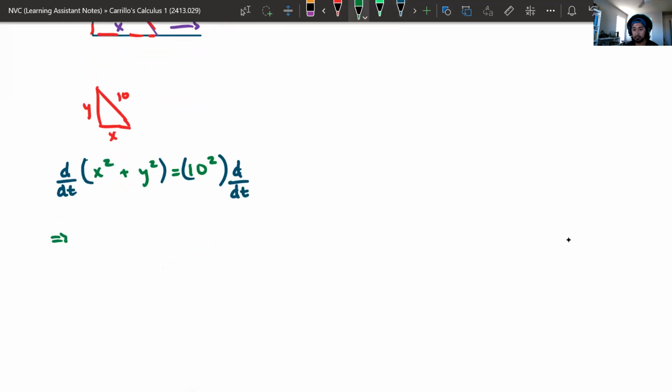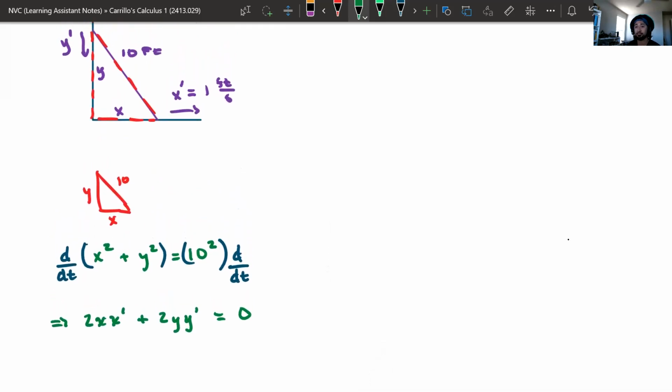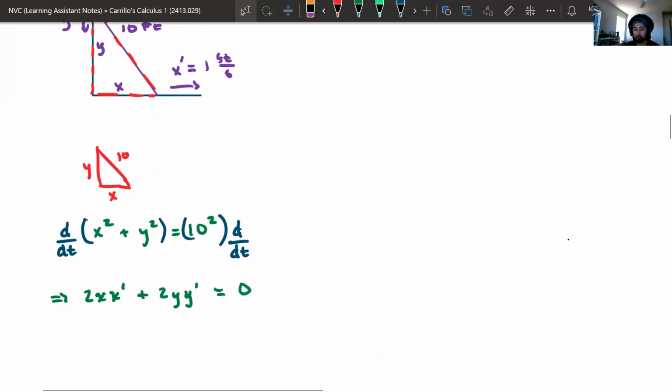So now, the derivative of x squared with respect to t will be 2x x prime, right? Plus the derivative of y squared with respect to t will be 2y y prime. And the derivative of any constant will be 0, which makes sense, right? Because this 10 represents the length of this ladder. And since the length of the ladder is not changing, the rate at which it changes should be 0.